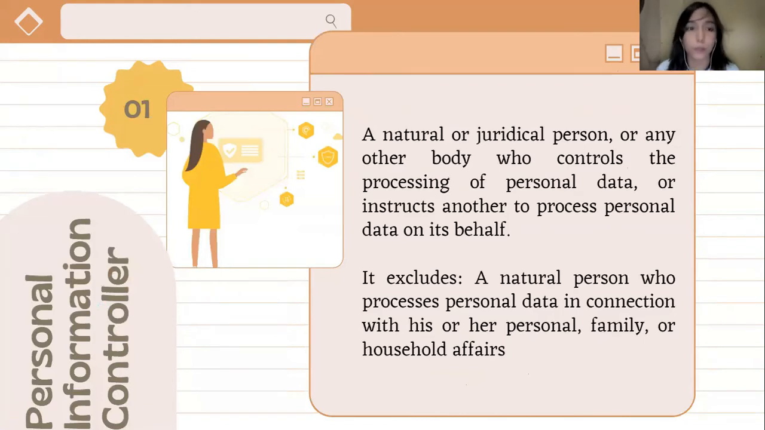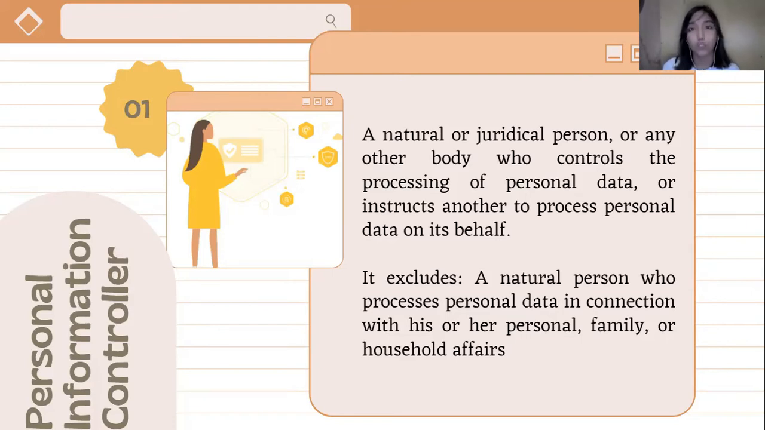Now, let's move on with personal information controller. So what do we mean by this? When we say personal information controller, this refers to an individual, an organization, or a group that controls the processing of personal data. From the word itself, personal information controller, it is the authority that controls the processing of personal data. Also, there is control if the individual, organization, or group decides what information is collected or the purpose and extent of the processing. Also, an individual who processes personal data in connection with his or her personal, family, or household affairs is not considered a personal information controller. So the term personal information controller also excludes those who process only as instructed by another.